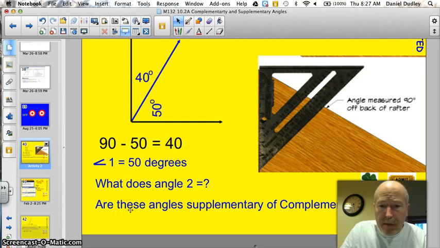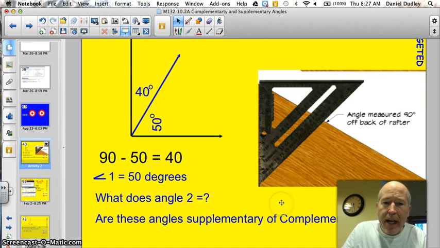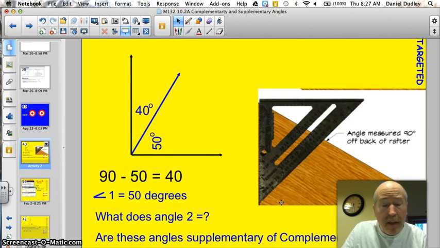Is this angle supplementary or complementary? It is a complementary angle. Tonight, that's what we're going to be learning. Complementary angles add up to be 90 degrees. Supplementary angles add up to be 180 degrees. And then you are just going to have to use a little subtraction to find out what the other angle is. That's the entire lesson.